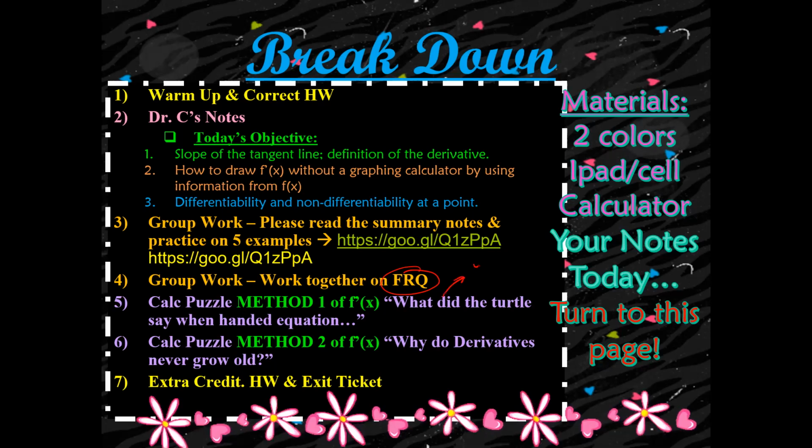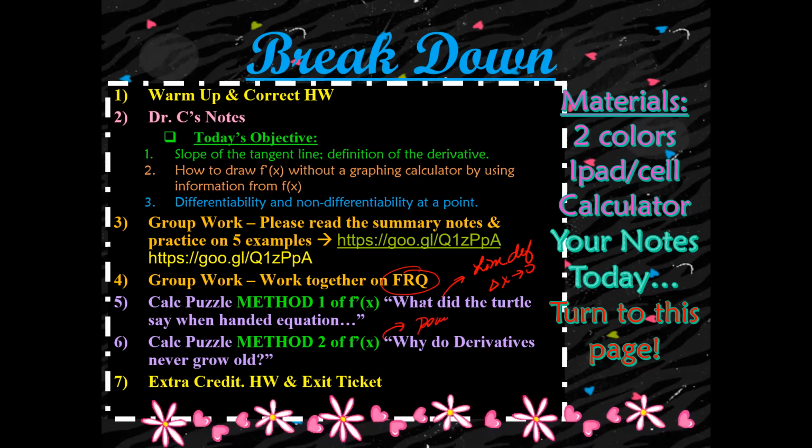So 2 different skills. First one, the limit definition, where delta x approaches 0. And the second one is you're just going to use the power rule, which I'm going to talk about today.